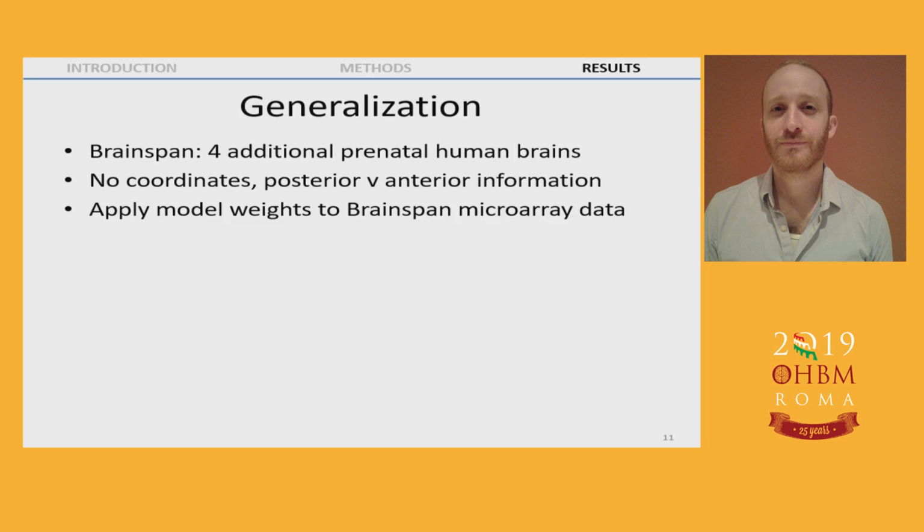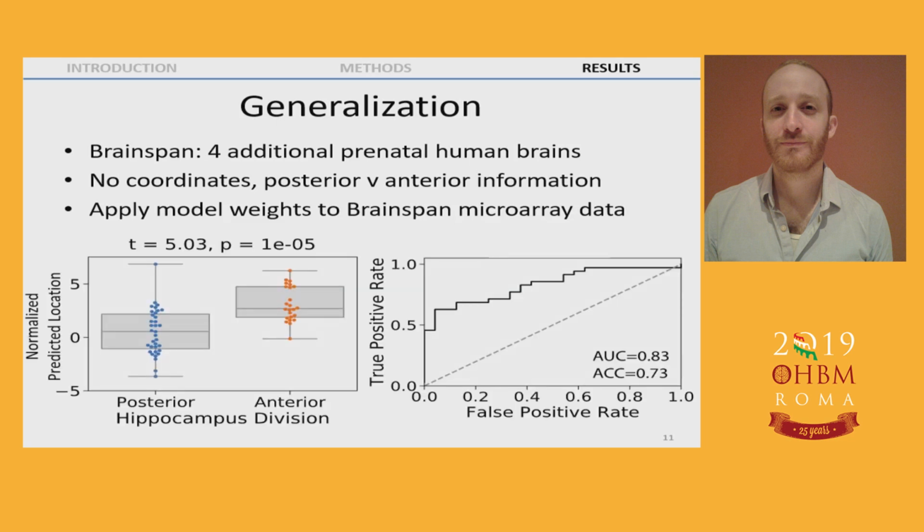We did that. We found that we could get a pretty good separation between samples from the posterior and anterior hippocampus, which was really nice because not only is it generalizing to another data set, but another position along the trajectory of human development, which is nice.